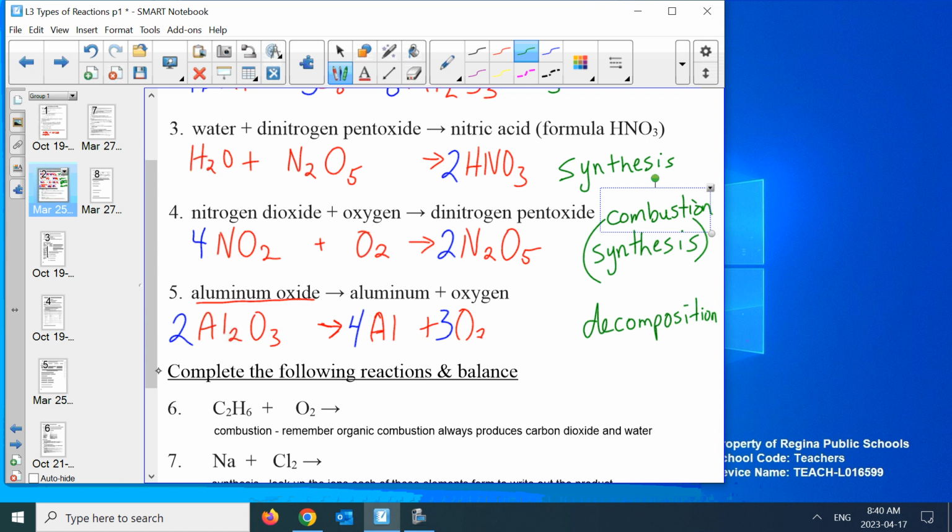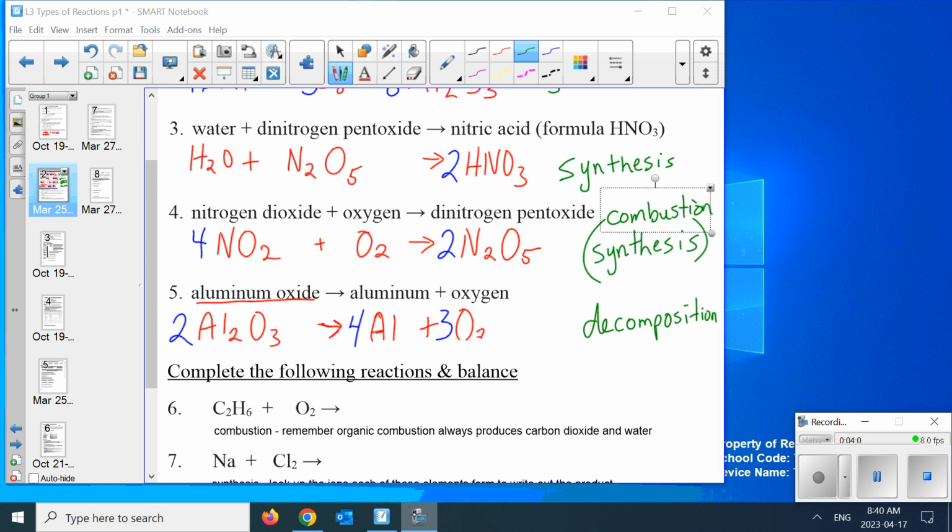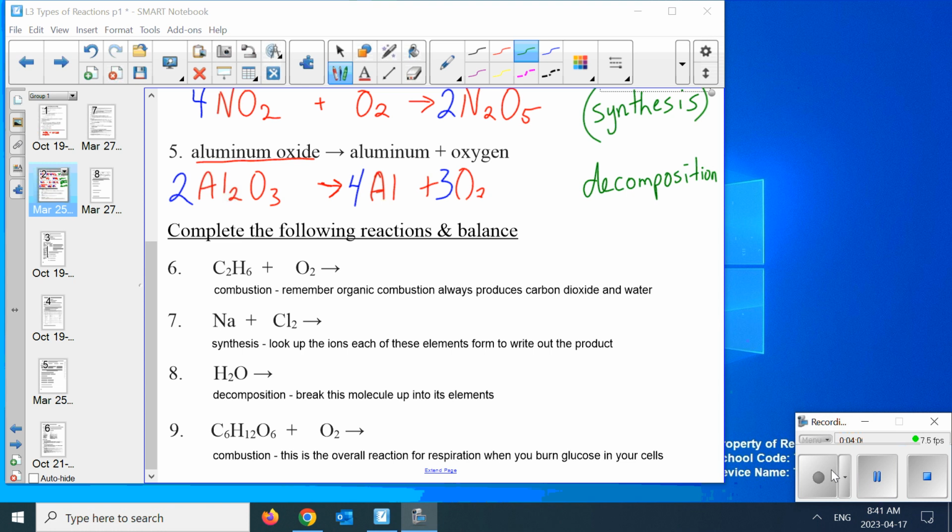Now, pause for a second to update the attendance. Then we'll take a look at these reactions. They're pretty tricky. Complete the following reactions and balance. Now, for the first 5 that we went through 11 days ago, I gave you the full reaction in words. This one I give you the chemicals, but we have to come up with products in this case. Once again, I'll just quickly pause and update attendance.